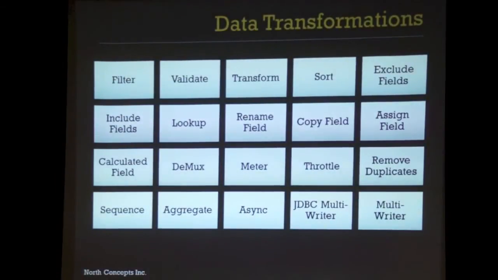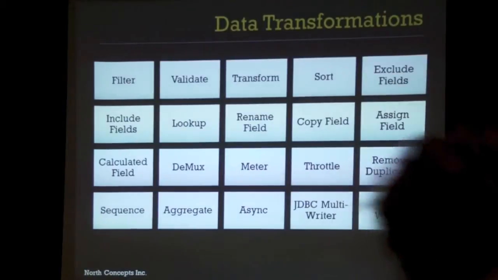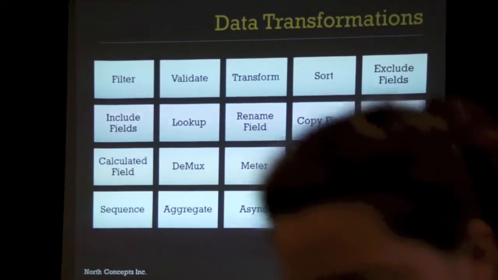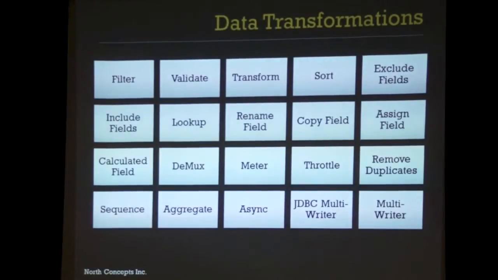Demux is basically just a demultiplexer. It splits a stream into multiple substreams. Metering is basically just measuring the streams. Throttling is if you need to limit the amount of data that's transferred. If you want to say only 1 megabit per second, you can do that. Or if you want to base it on records, you can do that as well. You could say only transfer 100 records per second or something like that, then you can do that with the throttling. There's remove duplicates, sequencing.